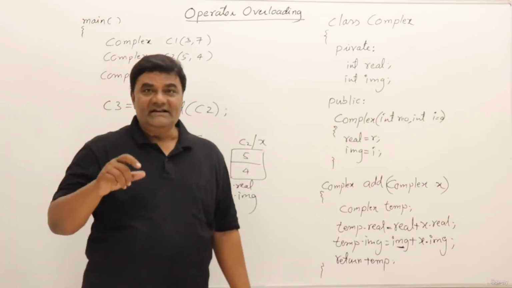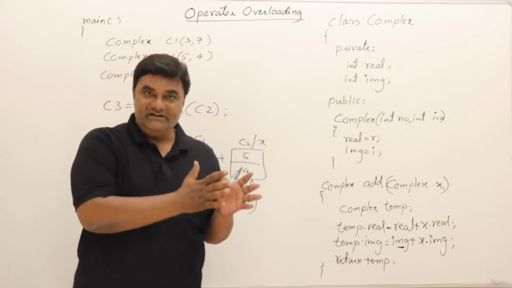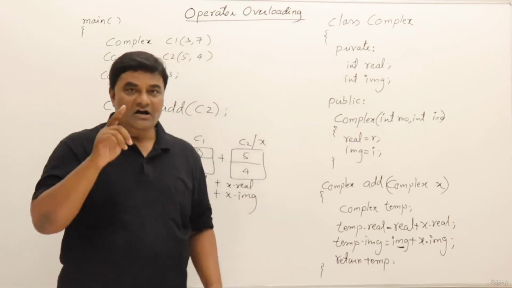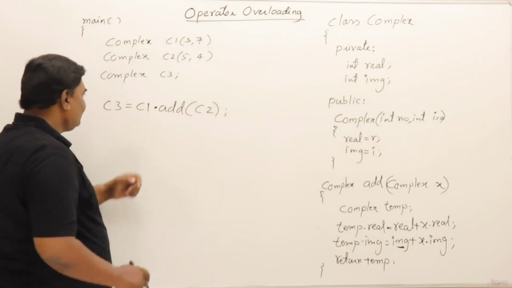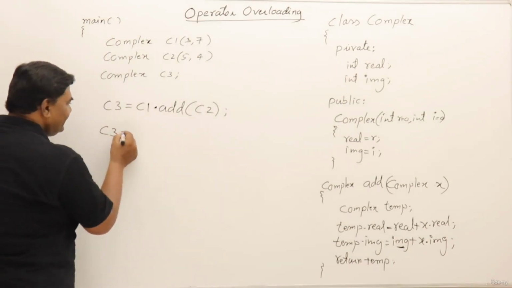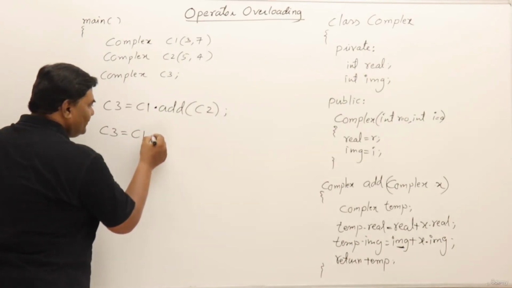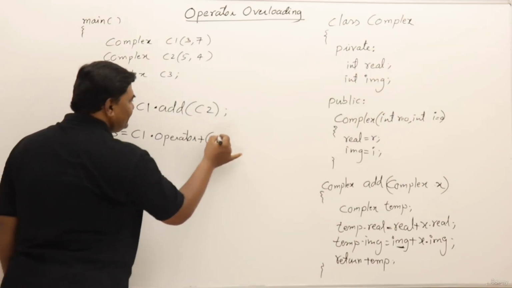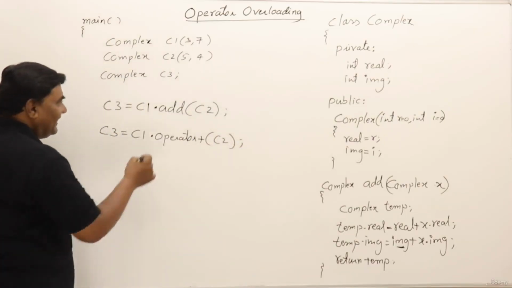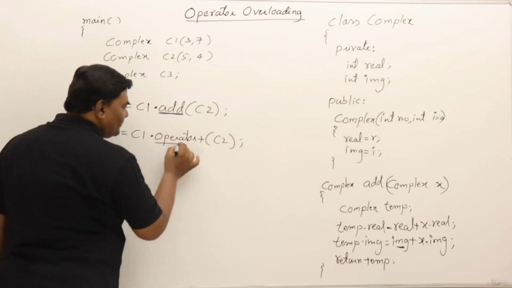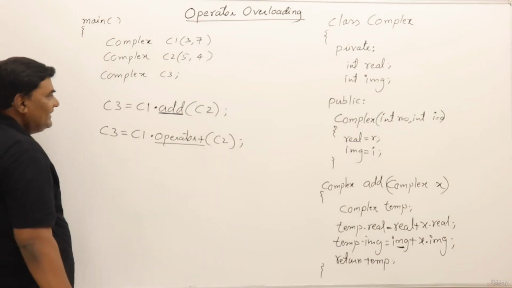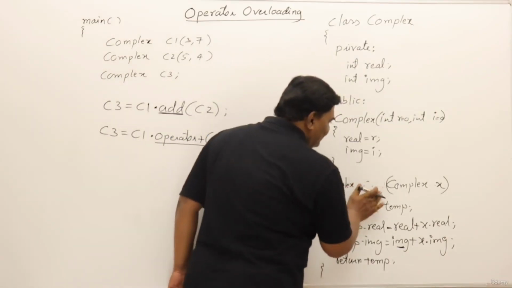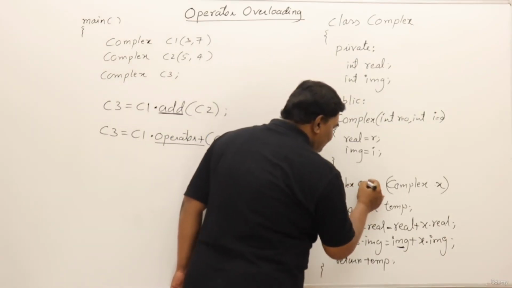Now let us see how to make it operator overloading. Add function we already have. Now this function we want to convert into an operator. So how to do that, I'll show you. Now instead of writing like this, I want to write like this. C3 assign C1 dot operator plus C2. So what is this? I have changed the name of the function add to operator plus. So instead of add, can I write this operator plus? Yes. Here I can write operator plus.